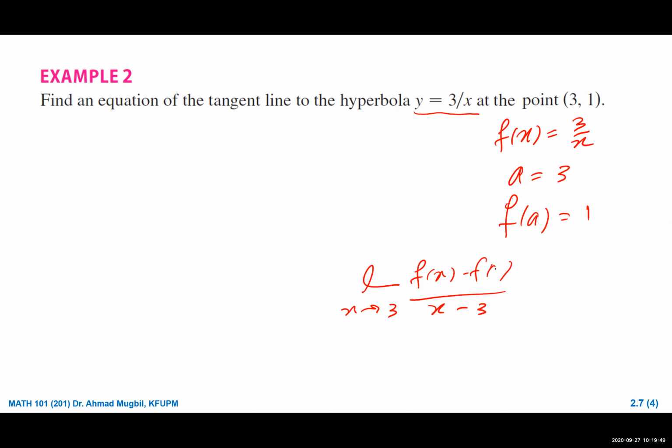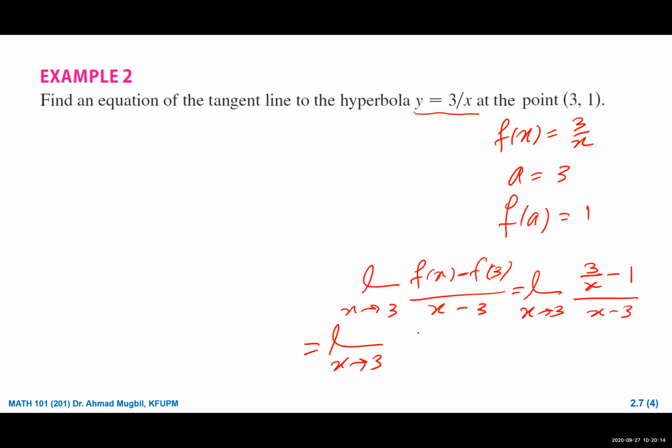So this will be 3 equals the limit when x goes to 3 of f of x, which is 3 over x, minus f of 3, which is what? 1, over x minus 3. Now it is a limit problem. How to find this limit? Of course, it will be 3, the limit. Don't forget the limit unless you evaluate. So this is also one common mistake that some of you are making.